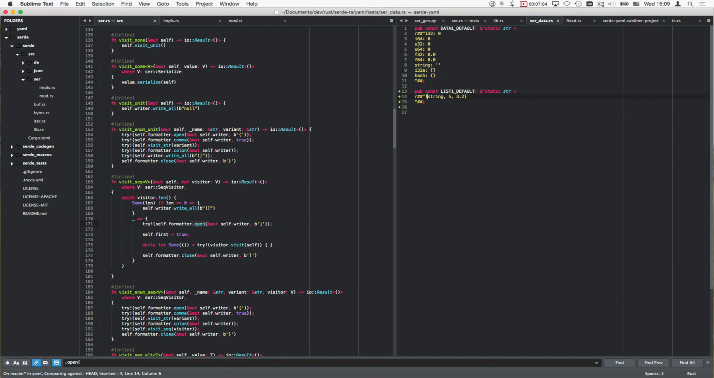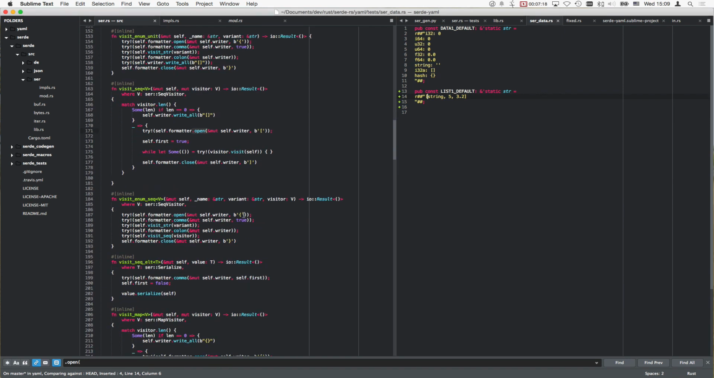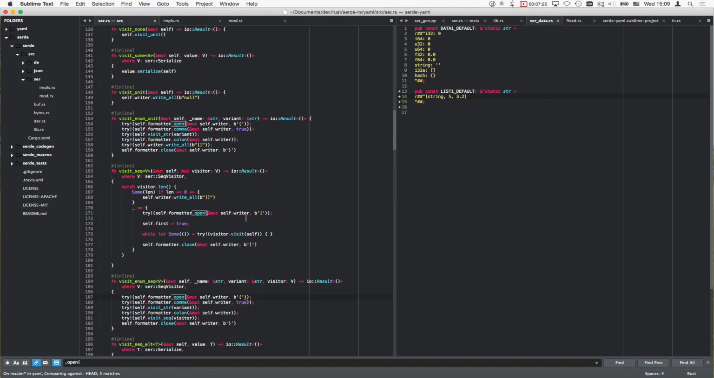It only dumps it as a standard list. And I think for lists, you know what? I think I want to have open map and open sequence or something so that I can differentiate more easily. And then we also don't have to specify the items anymore. Visit enum unit.